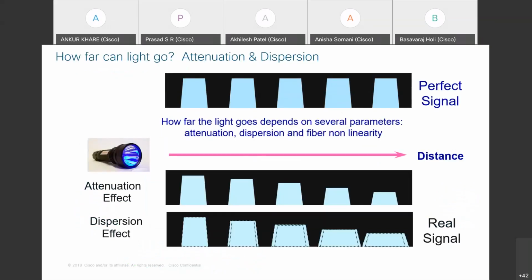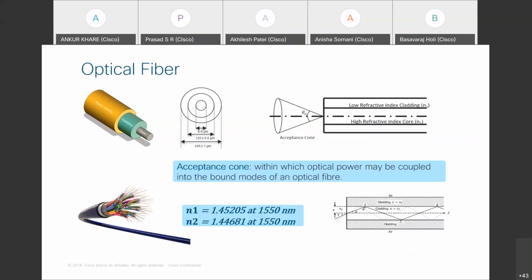Okay, so how far can the light go? As we know, when we switch on the torch, there is some distance at which the light will get attenuated. That is, the power will reduce. So that is called attenuation, or the light will get spread. When the light gets spread, that is called dispersion. So there can be two things in the laser power: attenuation and dispersion. Okay. So to understand this, we should know the basics of optical fiber.